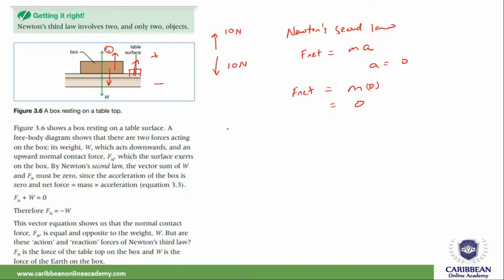Good. So if we were to add these, what we're saying is Fn, which is the upward force, so that's positive, plus our downward force, which is negative W, all of this is equal to 0. So it is as a result of Newton's second law why we can now say that upward force is equal to downward force. Because from this operation we can do a transposition to make Fn equal to W.